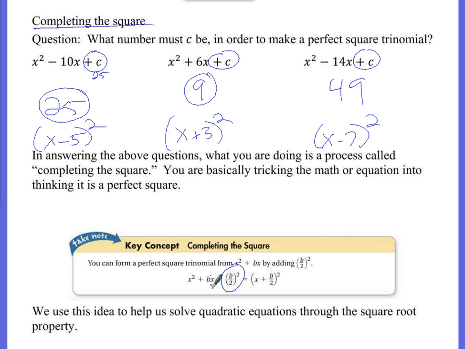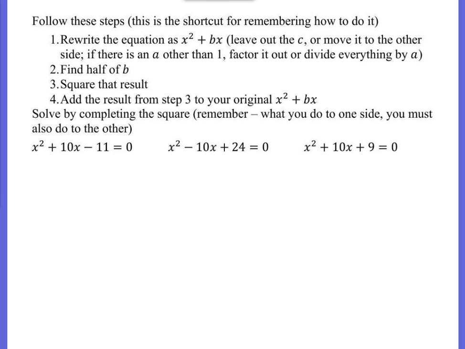I take b, divide it by 2, and I square it. It gives me that number right there. Well, the same thing occurs. b divided by 2 winds up sitting right there when I make it a perfect square. We're going to use this idea. This is not the whole thing. We're using this idea to help us solve quadratic equations with the square root property. Here are the official steps for remembering how to complete the square.